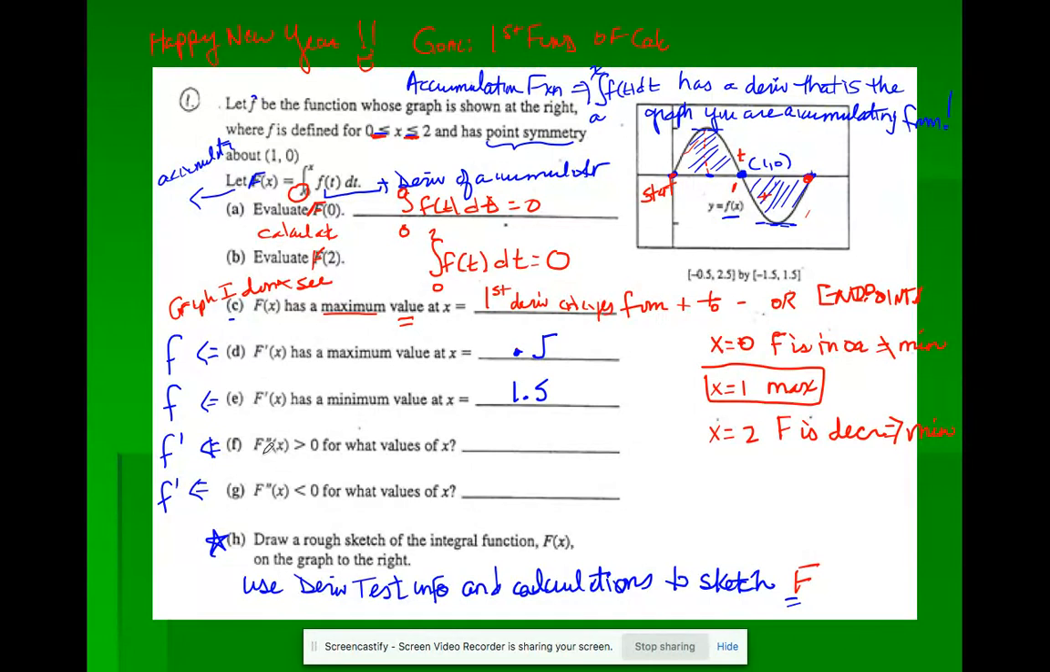Now, what does this say? The graph I can't see, the second derivative is positive, concave up. When is a graph concave up? Well, when its second derivative is positive, well, when its first derivative is doing what?